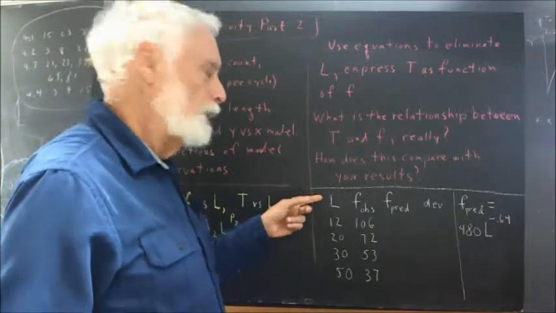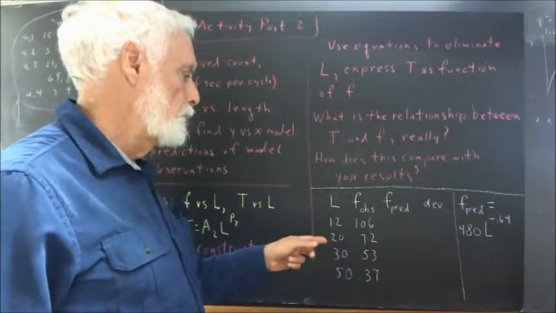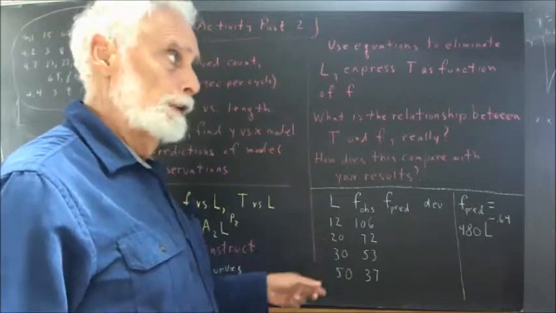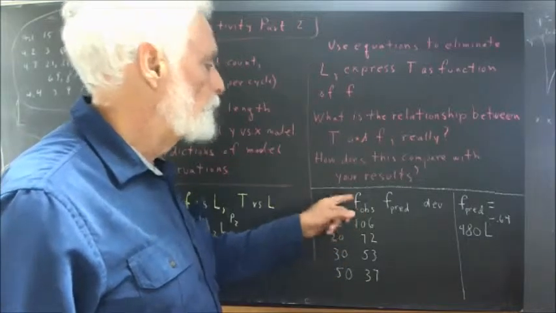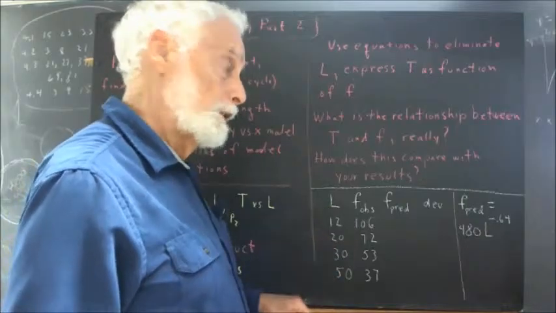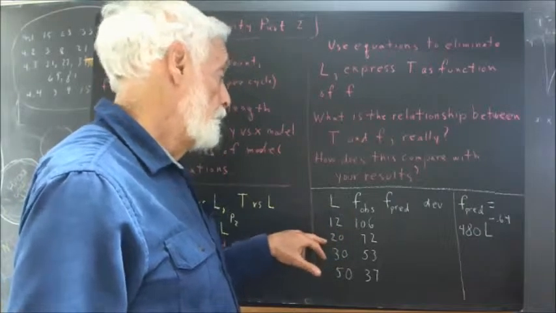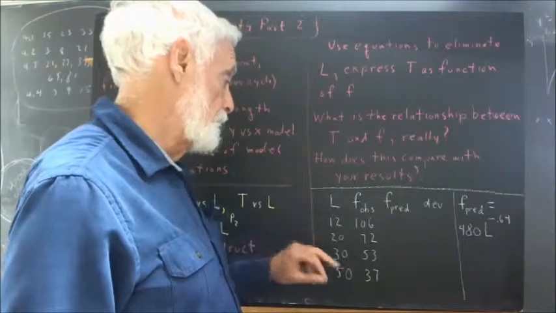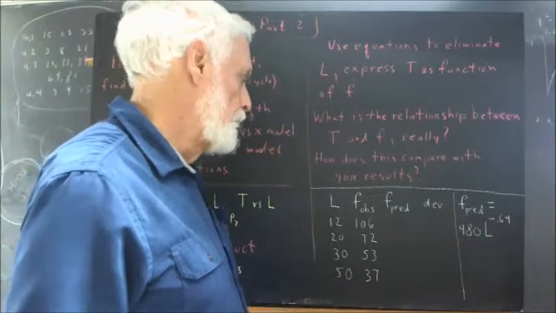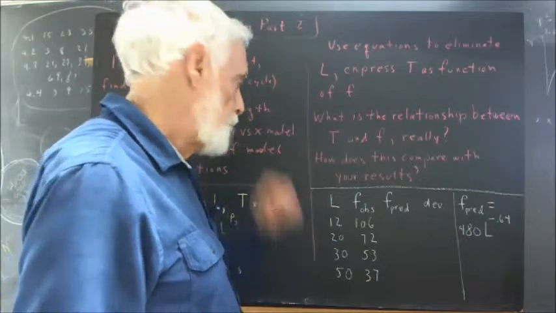Let's say that you had lengths of 12, 20, 30, and 50, apparently in centimeters. And you observed, you counted. For a 12 centimeter pendulum, you counted 106 cycles in a minute. 20 centimeters, you counted 72. 30 centimeters, you counted 53. For 50 centimeters, you counted 37.